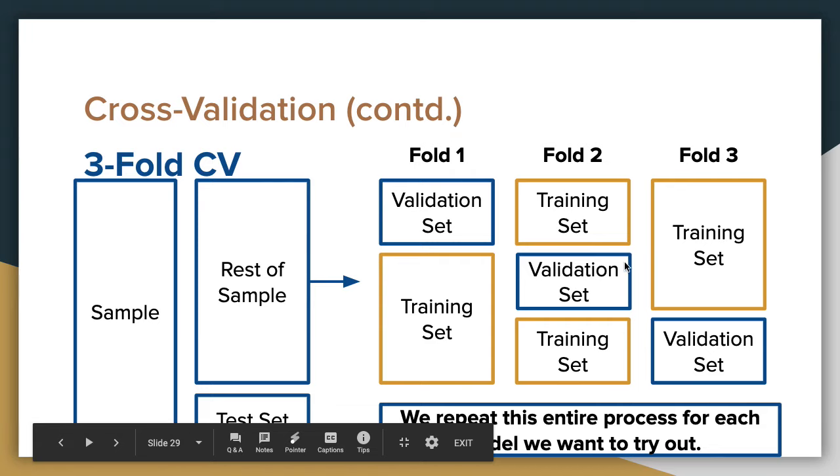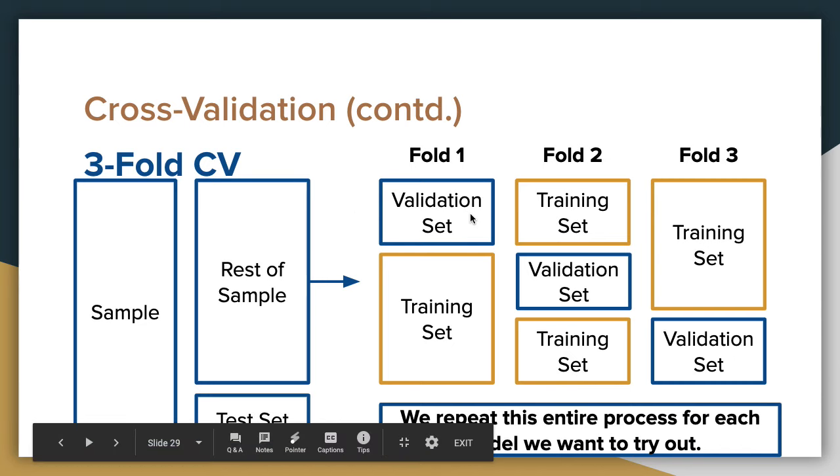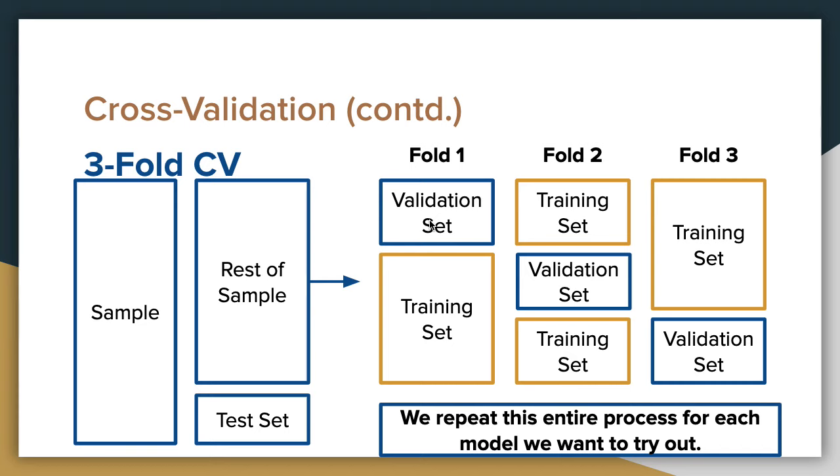And so in general, in n-fold validation, each set or each data point will be used as a validation set only once. You can see A was used as validation once, B was used as validation once, C was used as validation once. So every set is used for validation exactly once. And every set is used for training n minus 1 times.